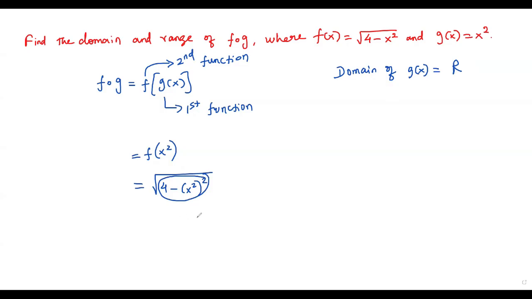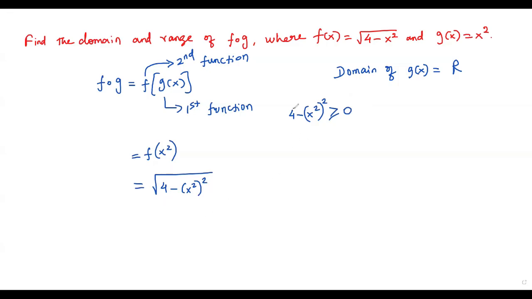So it always has to be positive, or it can be 0. So the stuff we have over here can be either 0 or positive, that is, greater than 0. So we can write that as (4 - x²)² ≥ 0. So this is the domain of the composite function over here, I mean the result of the composite function.